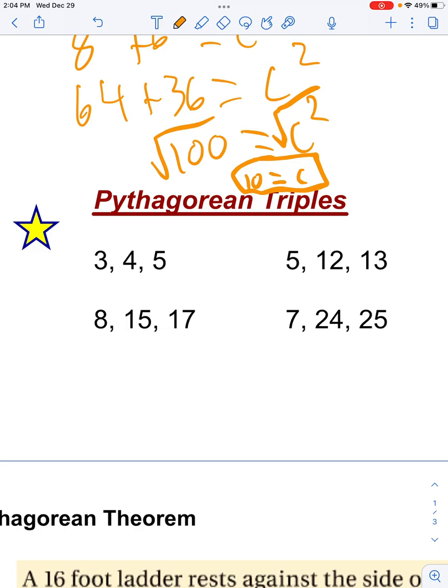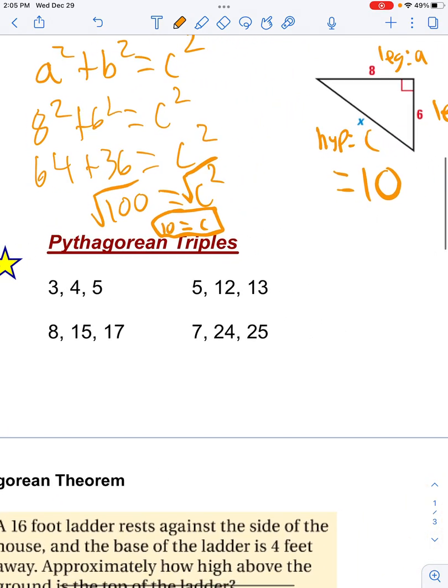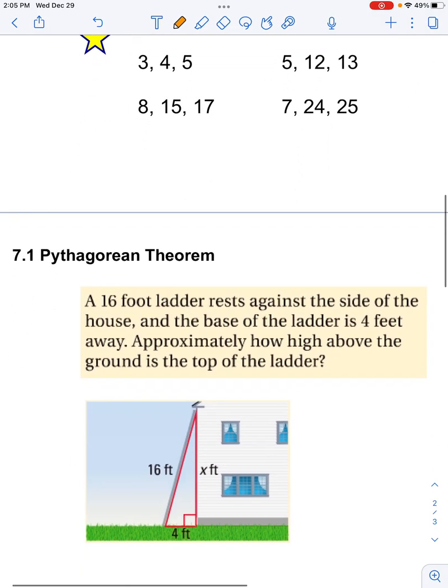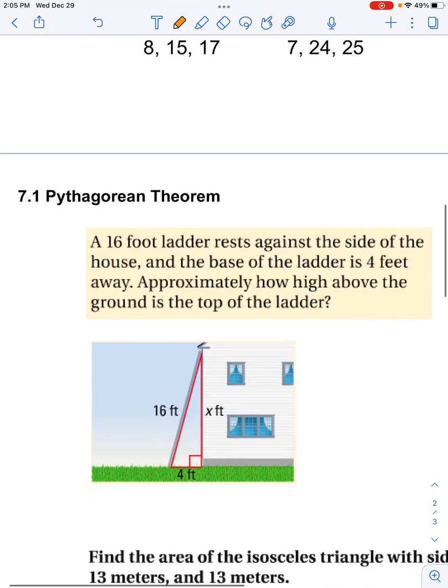Something to note about Pythagorean triples is that they are super common examples where A squared plus B squared equals C squared. This is not an exhaustive list. There are many more of them. As you start to work through problems and you recognize some of these, you can use that.